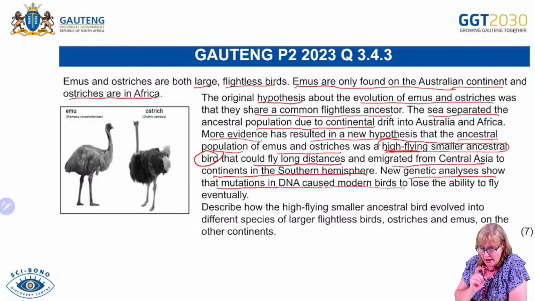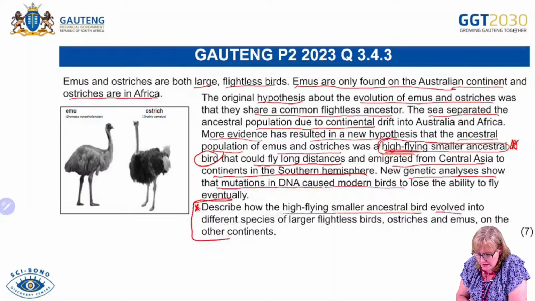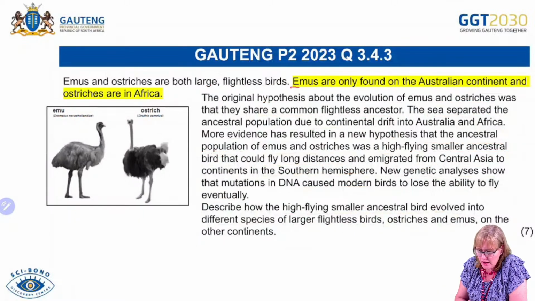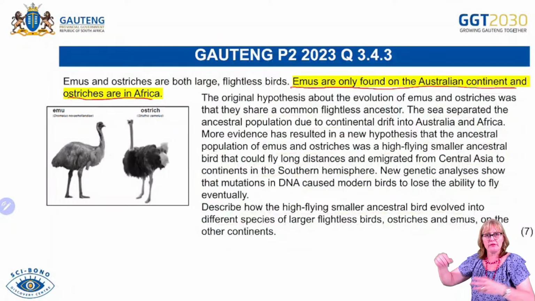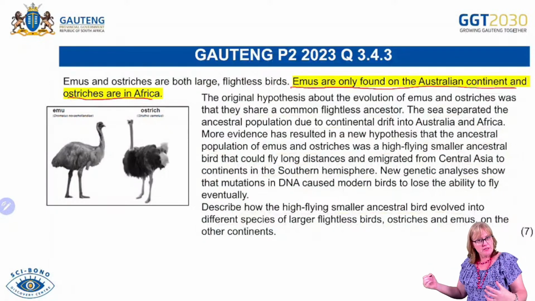Okay, now, so it was a lot of reading. So you have to underline things here and see what the key things are. This is the key thing. That's a stressful one. Now what do they want? They want you to describe how the high-flying smaller bird evolved into different species. Speciation, different species, speciation. Larger flightless birds, the 2 of them on the other continents. I highlighted this because I wanted you to see that there's only 2 continents. It's very important. If they talk about 3 continents, then in your answer there must be reference to 3 continents. But in this case, there's only 2.